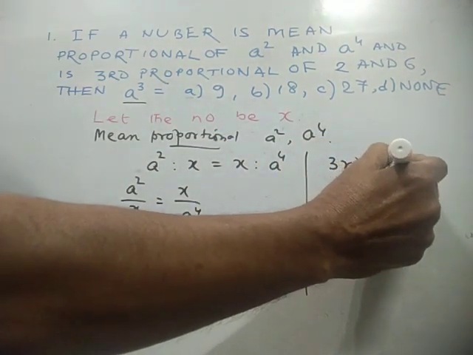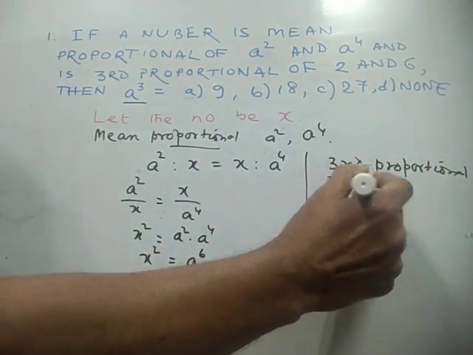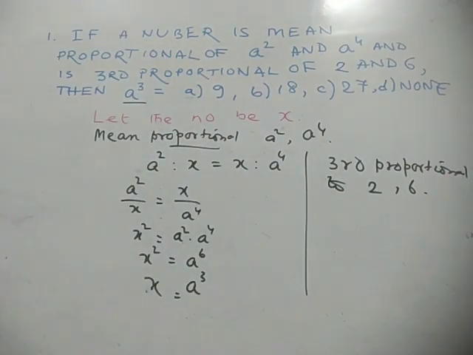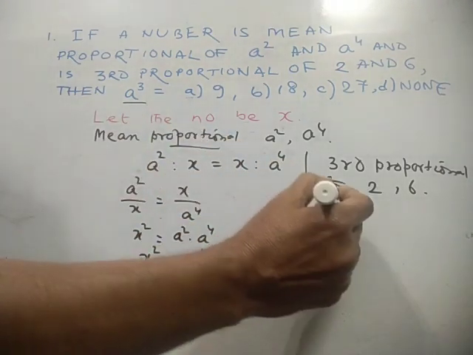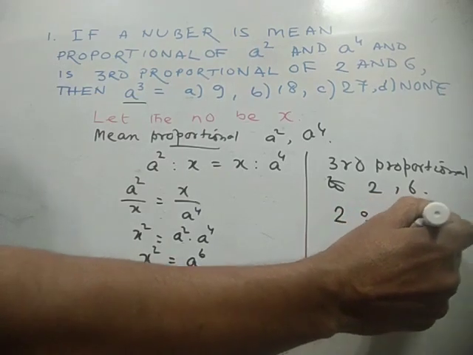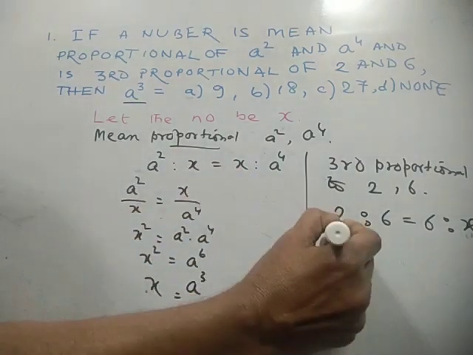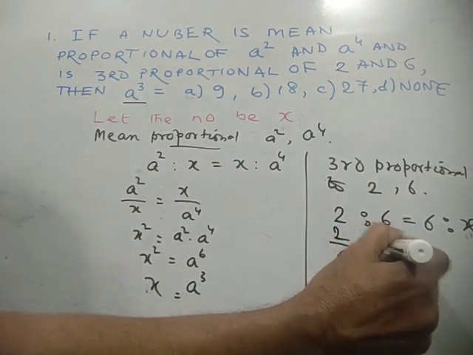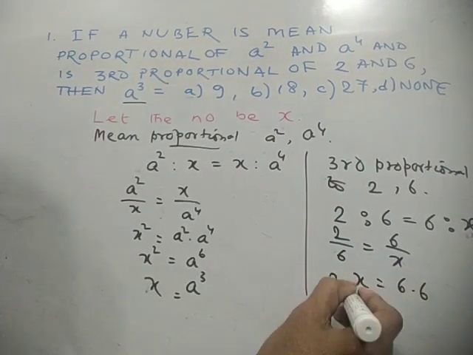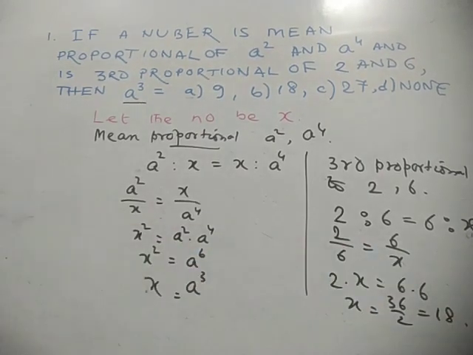Now another part given, this same number x is third proportional of 2 and 6. This part we can again write in continued proportion form. In continued proportion, first two terms are given, third term is not given. So ratio will be 2 is to 6 equals to 6 is to x. Again we can write it as fraction, 2 by 6 equals to 6 by x. Now cross multiplication, 2x equals to 6 into 6. So x equals to 36 by 2, 18. So x value we got.